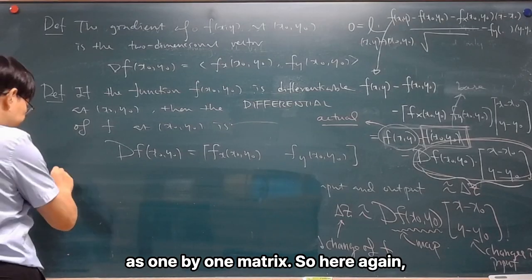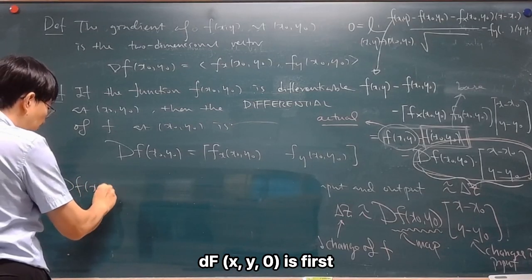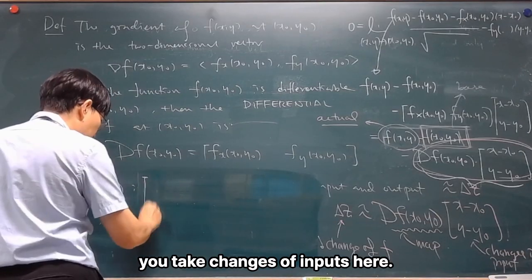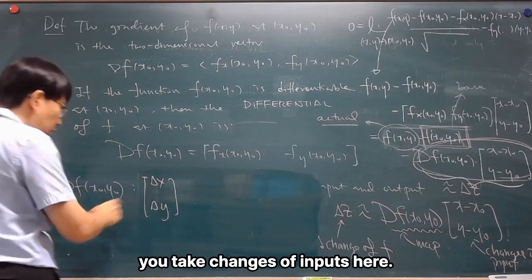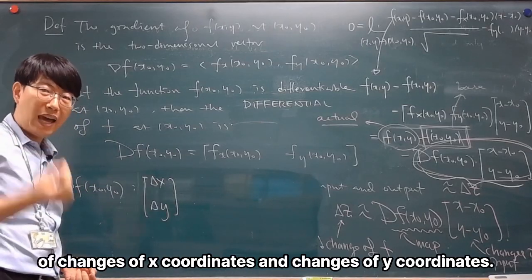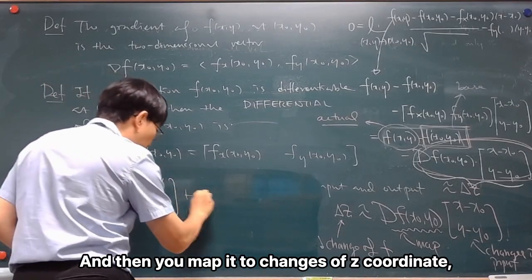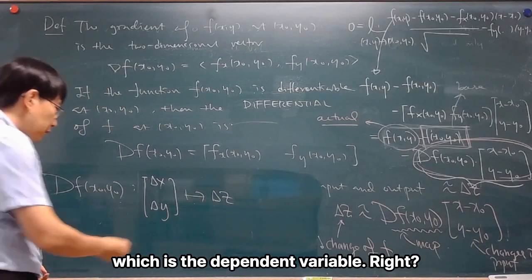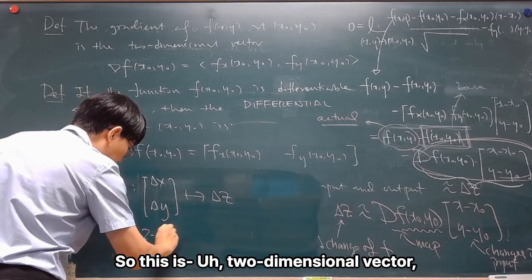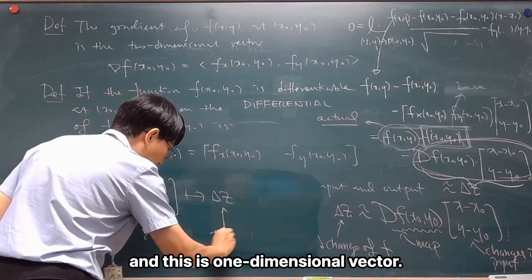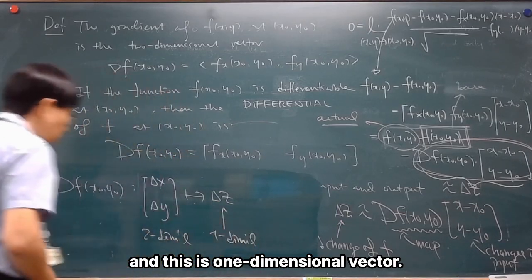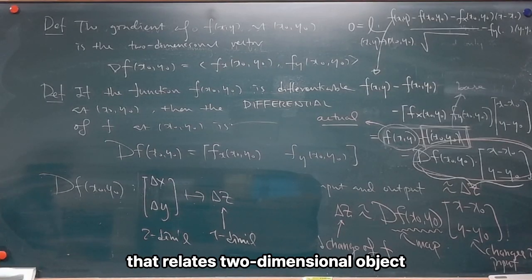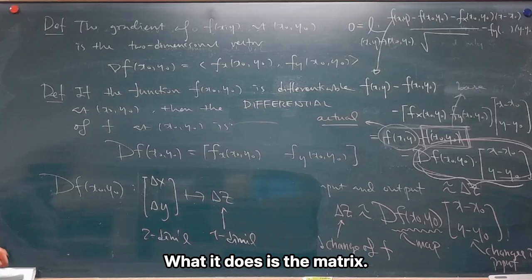So here again, df at (x0, y0) is, first you take changes of inputs here. So changes of input consists of changes of x coordinates and changes of y coordinates. And then you map it to changes of z coordinate, which is the dependent variable, right? So this is a two-dimensional vector. And this is a one-dimensional vector. So you want some mathematical object that relates a two-dimensional object to a one-dimensional object. What it does is the matrix.